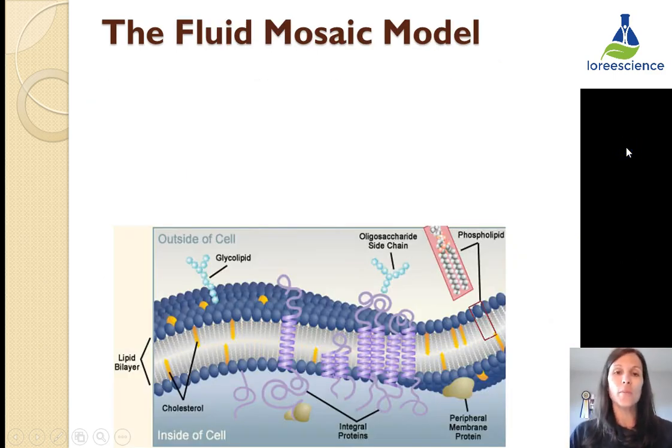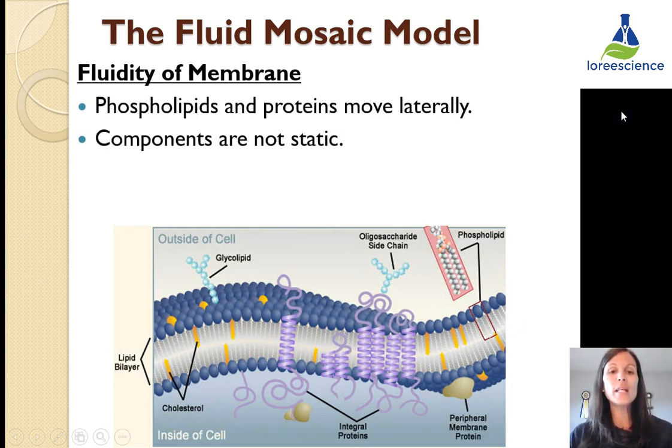So we often describe the cell membrane using the fluid mosaic model. Fluidity meaning that those phospholipids and proteins move laterally. As previously mentioned, they're not bound together, so they can slide past one another. And those components don't always stay in the same spot. They can move throughout as the cell membrane moves and bends. It's not a rigid structure.